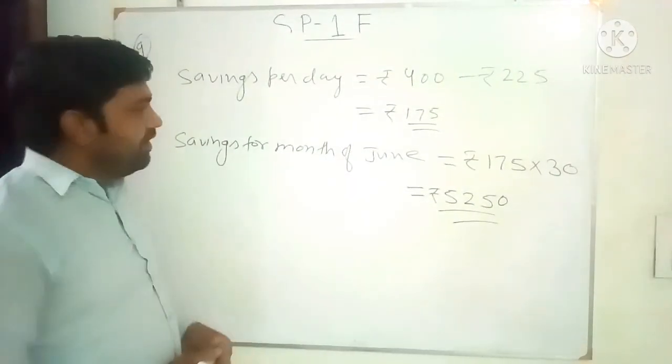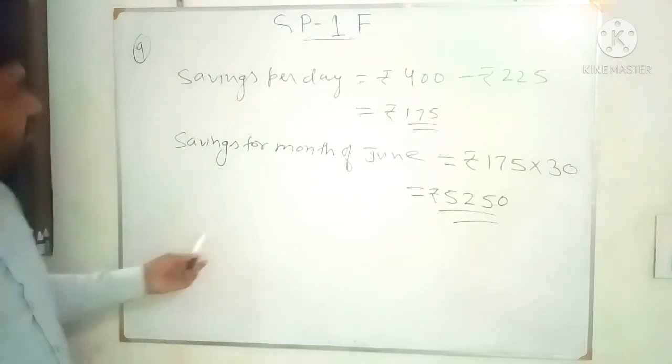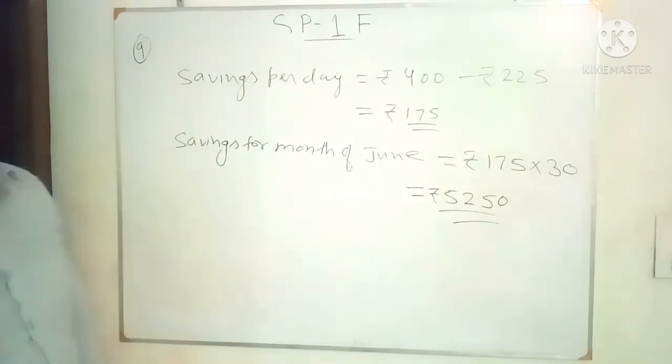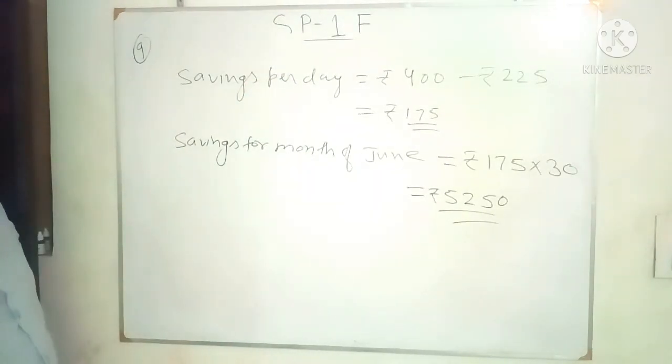5250. So this is all for today, students. We have completed the self practice 1F. In the next class we will start the new exercise, new lesson, chapter 2, fractions and decimals.